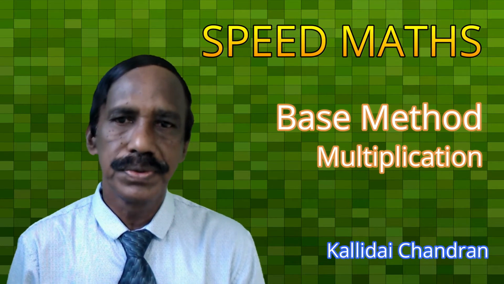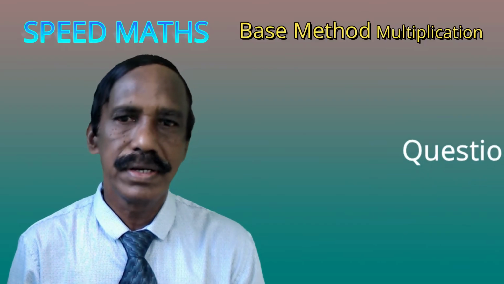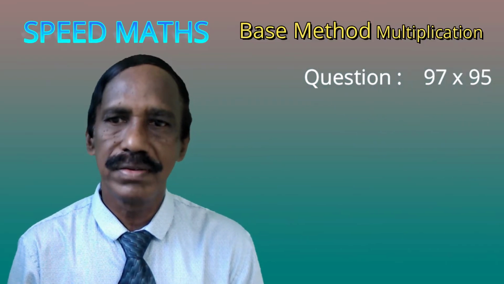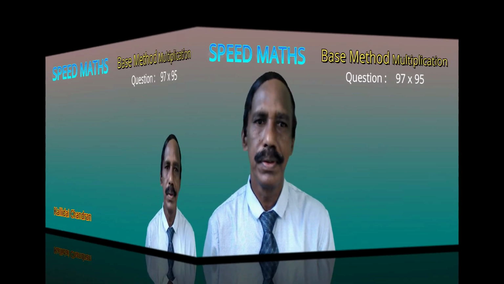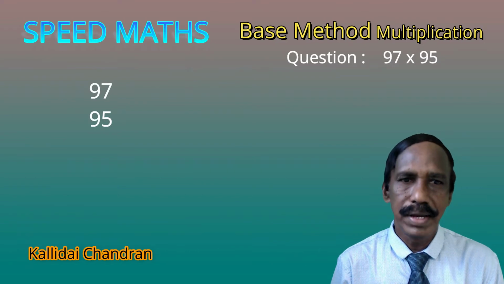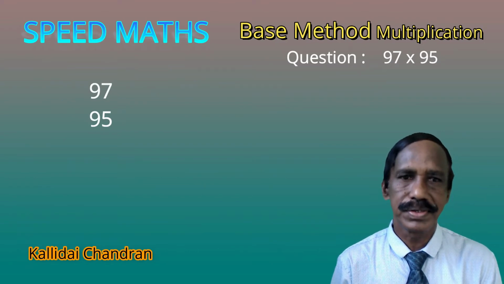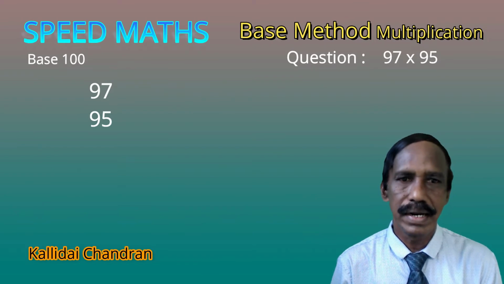How to use the base method of speed maths, that we are going to see now. Now the question is 97 is to be multiplied by 95. Since both the numbers are near 100, the base of 100 is to be fixed. Write down the numbers as displayed here, 97 and 95.